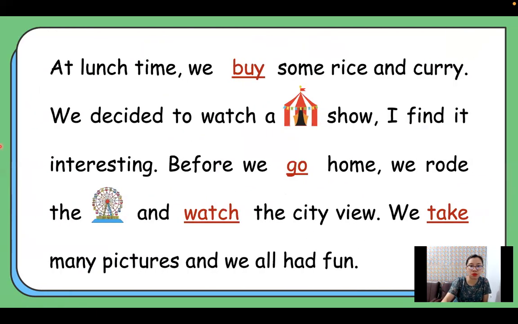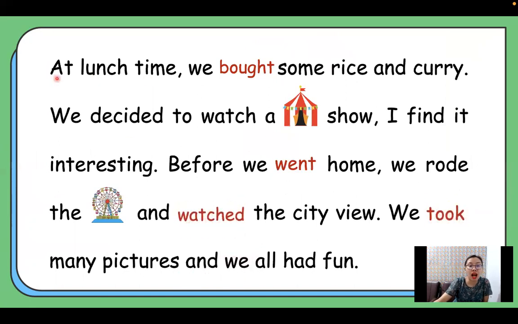Next one. At lunchtime, we bought some rice and curry. We decided to watch a circus show. I find it interesting. Before we went home, we rode the, what's this? Ferris wheel and watched the city view. City view is like you can see all of the city. And then we took many pictures and we all had fun.